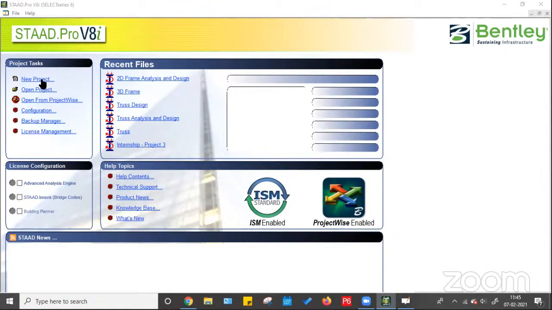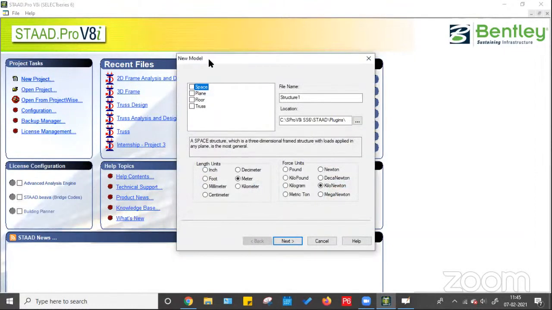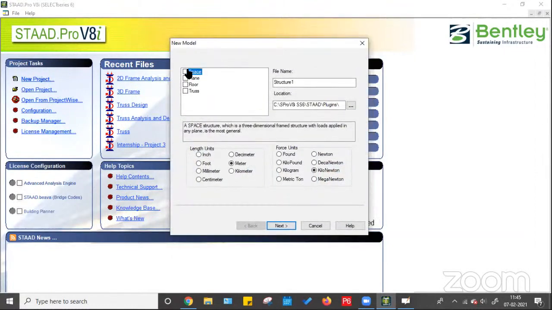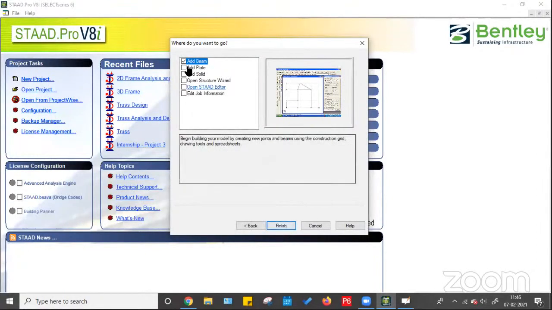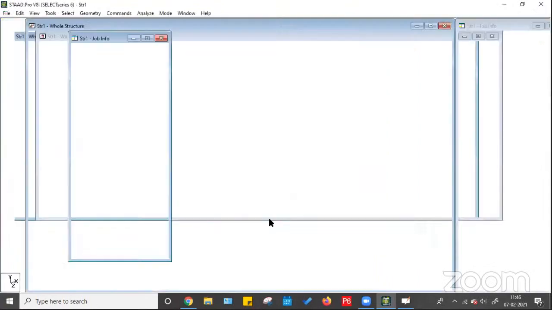So let's click on new project. I'll show you the whole process. I'll go to space. Let me put the name, beam analysis and design. Let's see if we'll do design or not, but analysis is something that we will surely be doing. Here, length units meter and force units kilonewton. So let's click on next. Add beam. Okay, finish.